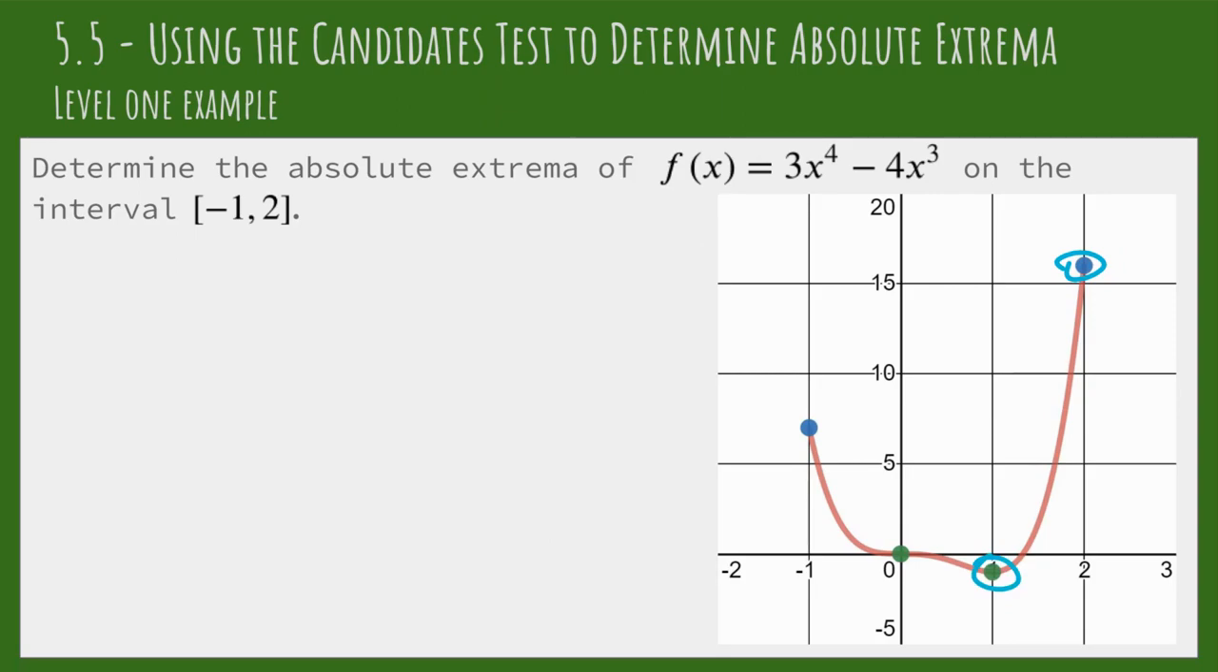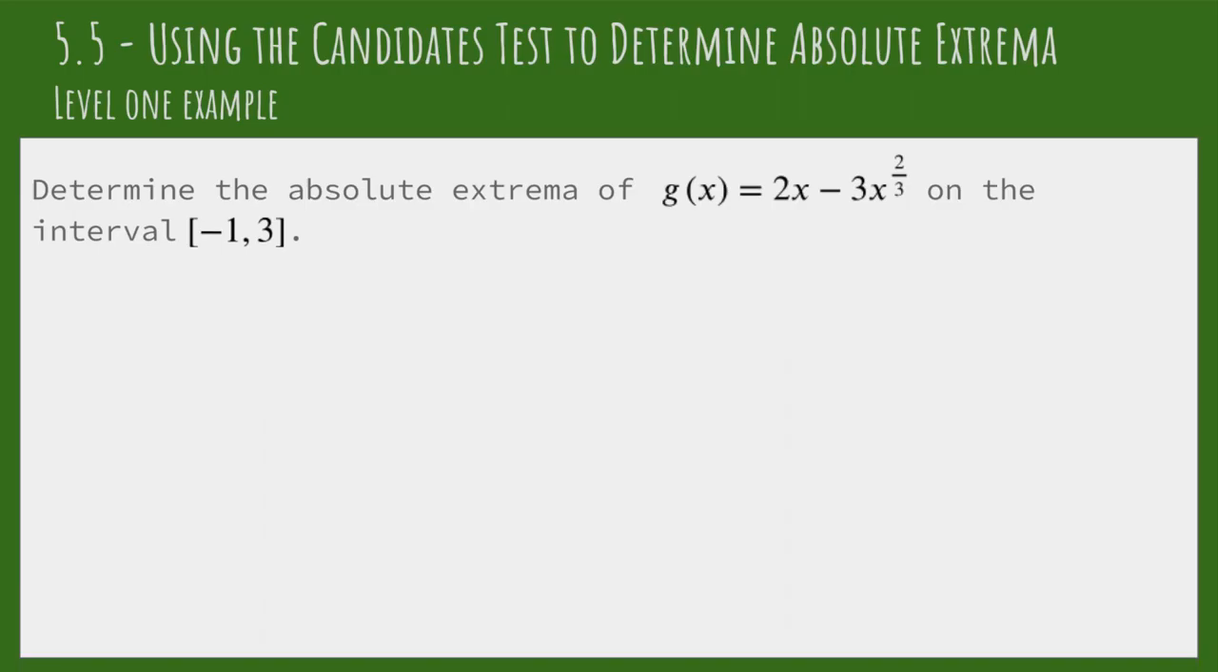So that's going to be our absolute max. So example 2 is really similar, just different function, different interval. We're going to identify candidates by finding critical values. Our function is g. So g prime is going to be 2 minus 2/3 times 3, which is 2, x to the negative 1/3. And I want to know when that is either equal to 0 or undefined.